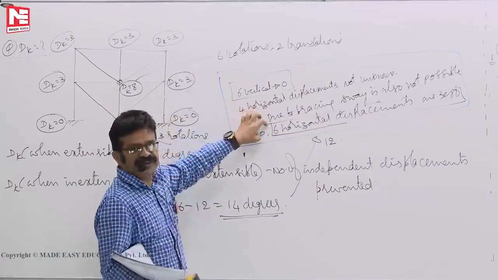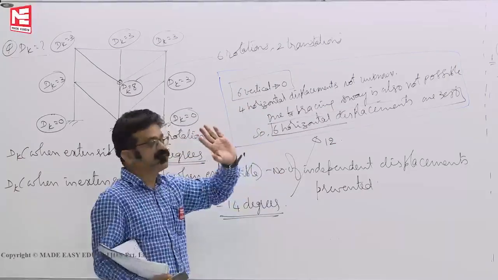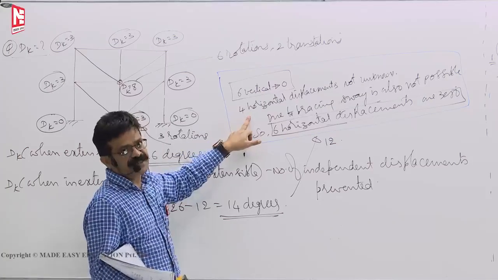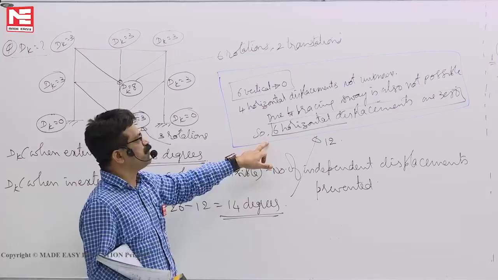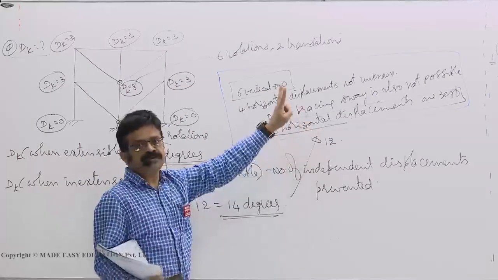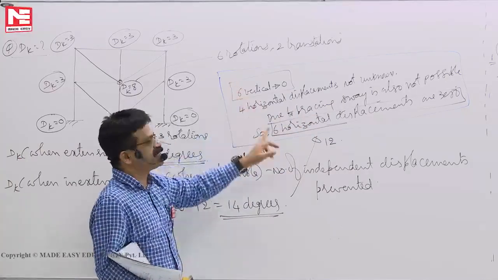This is a big story. Big story means the brute way of solving the problem. 6 vertical displacements are 0. Then 4 horizontal displacements are not unknown. Due to bracing, another sway is also not possible. So each floor, 2 another extra not possible. So total 6 are not possible. So 6 plus 6, 12.